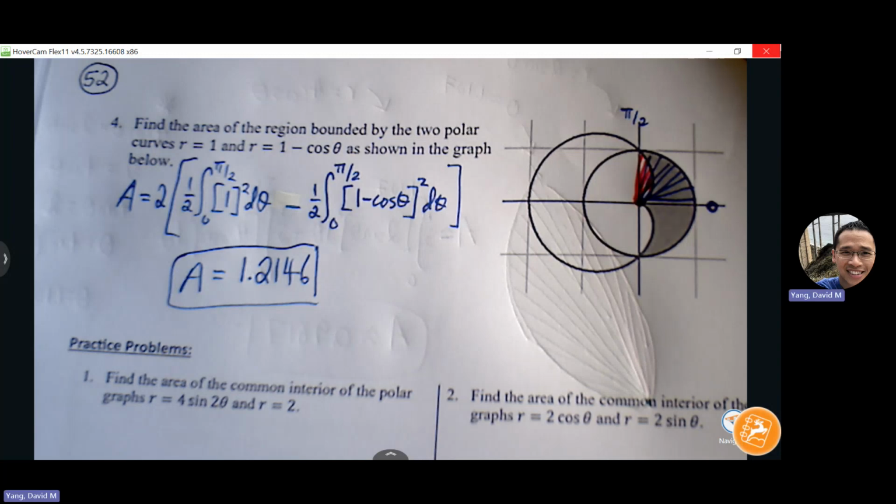All right, let's do one more. Let's do practice problem number 1. Find the area of the common interior of the polar graphs of r equals 4 sine 2 theta and r equals 2. So we have a rose curve with 4 leaves, and then we have a circle.